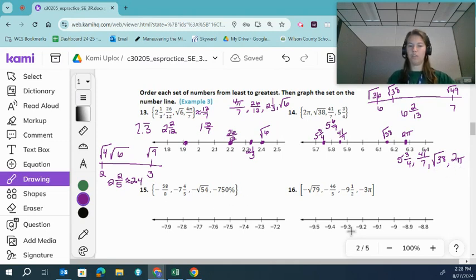There are two more that you can try on your own. Right here, the percent, when you turn that into a decimal, remember percents are out of 100, so you just divide by 100 and you would get negative 7.5 here. Heads up on those.